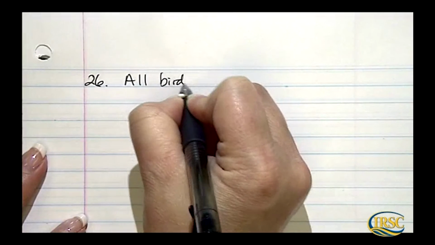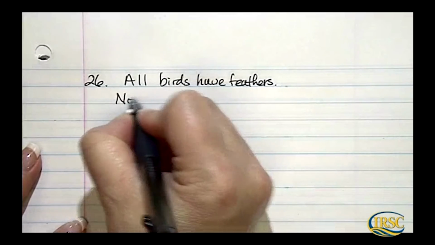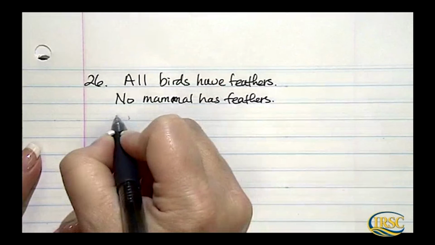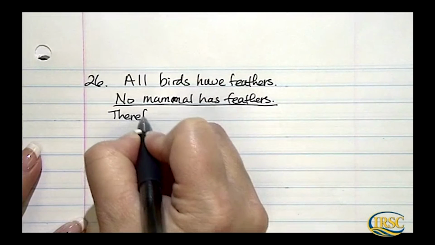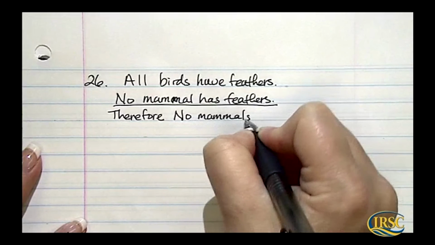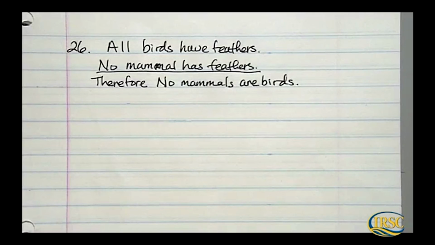All birds have feathers. No mammal has feathers, therefore no mammals are birds. So you need to use an Euler diagram on this to determine whether it's valid or invalid. Now remember, you're not trying to figure out whether the conclusion is true or false. You're trying to figure out whether this is a good argument or not. Okay? And so don't try to make sense of it that way.